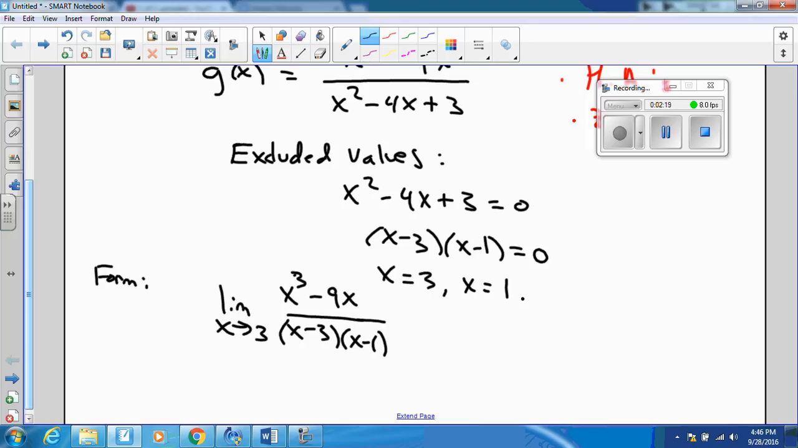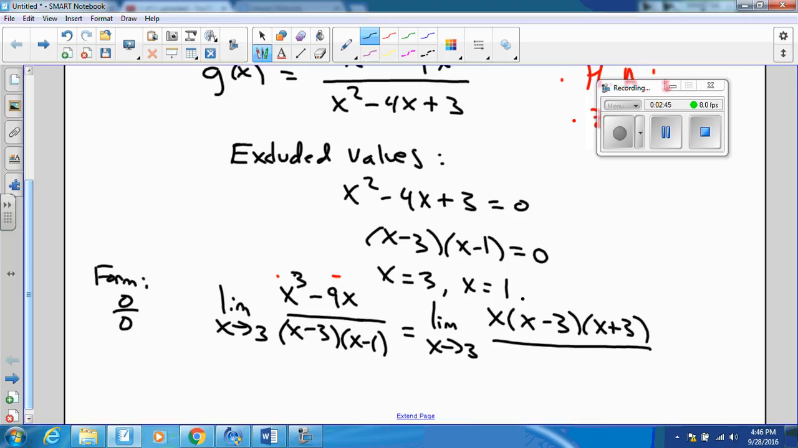When we do, the form of that limit is 27 minus 27, which is 0, divided by 0. And this tells us that we have a common factor, if we find it. Specifically, I need to factor the top here. I observe that the top has a common factor of x, so I can factor that out, leaving me with x squared minus 9, and x minus 3 times x plus 3. There's my common factor of x minus 3.